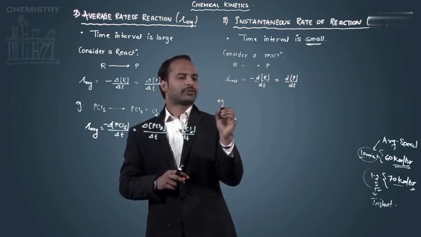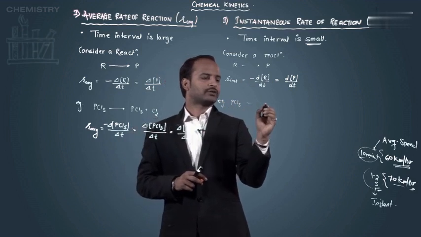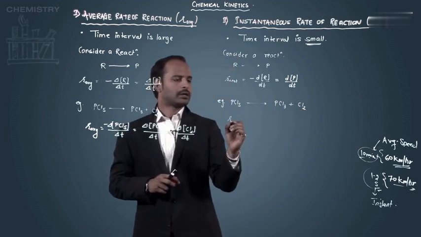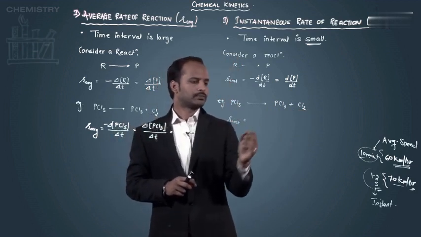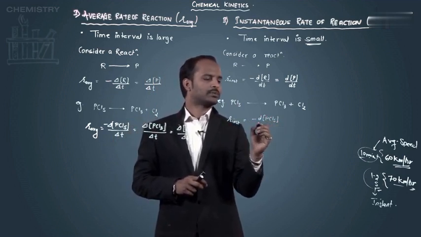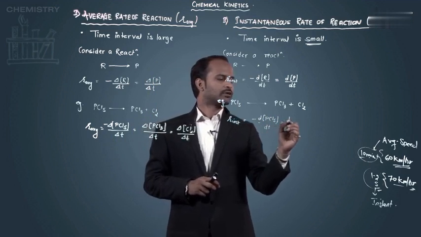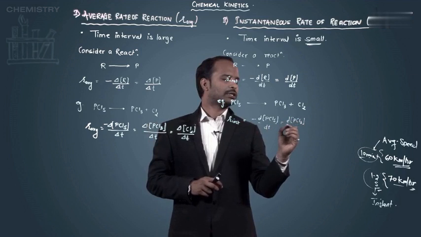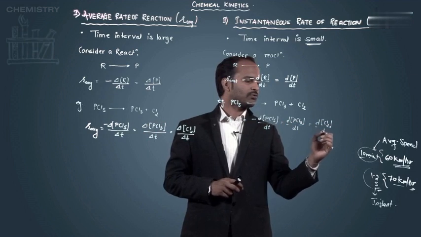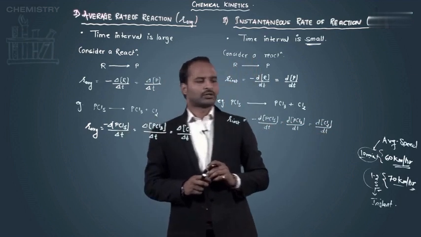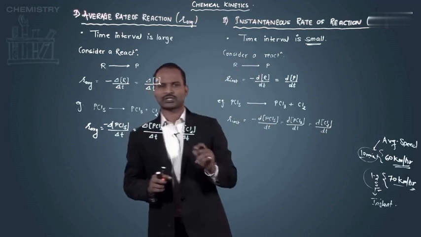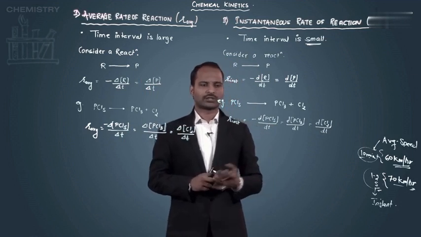So again, if I take the same example, PCl5 gives PCl3 plus chlorine, then R instantaneous is equal to minus, if I measure the concentration of PCl5, then minus d[PCl5] upon dt. If PCl3 concentration is measured, then it is d[PCl3] upon dt. And if the chlorine is measured, then it is going to be d[Cl2] by dt, that is change in concentration of chlorine upon time interval. So this is the only difference between the average and instantaneous. In the writing, in case of average, we use the delta symbol, while in case of instantaneous, we use a small d.